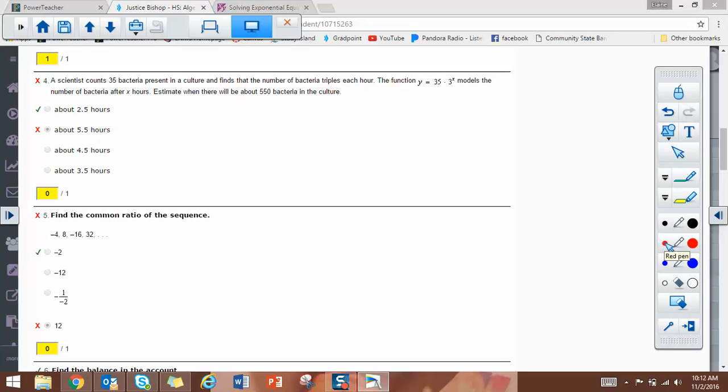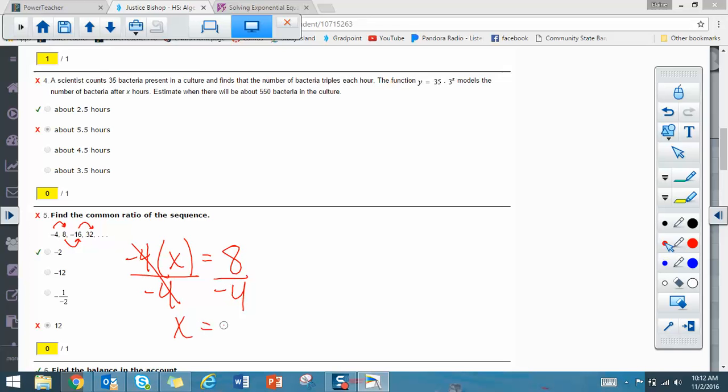In the next example, again, we're finding a common ratio. So how do we get from the first number to the second number, the second to the third, and the third to the fourth? So from negative 4 to 8, negative 4 times what gives you 8? So you divide both sides by negative 4. x equals negative 2. And you see that if you continue to multiply by negative 2, 8 times negative 2 is negative 16. Negative 16 times negative 2 is positive 32, and so on.